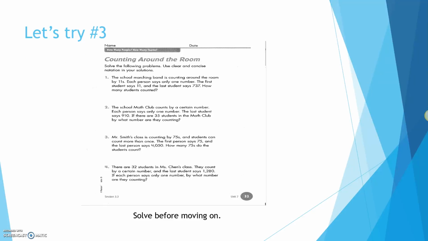Now let's look at a problem from your math worksheet. Let's look at number 3. It says, Mr. Smith's class is counting by 75s and students can count more than once. The first person says 75 and the last person says 4,050. How many 75s do the students count? This is very similar to the one that we just did. What I want you to do is pause this and solve it before you move on.